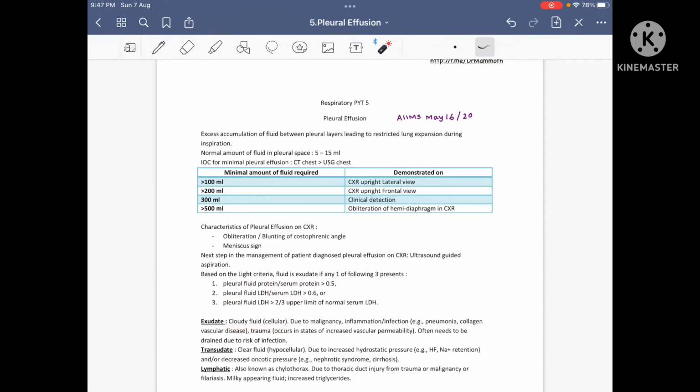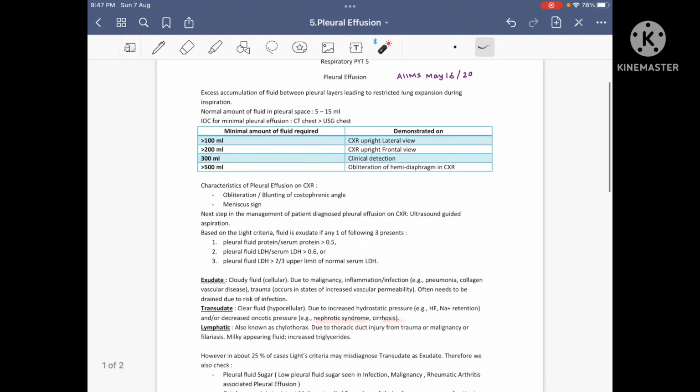It is due mainly to malignancy, inflammation or infection, trauma, and this needs to be drained due to risk of infection most of the time. And transudate is clear fluid, hypocellular, due to increased hydrostatic pressure, for example heart failure or sodium retention, and or due to decreased oncotic pressure, which is in nephrotic syndrome or cirrhosis.